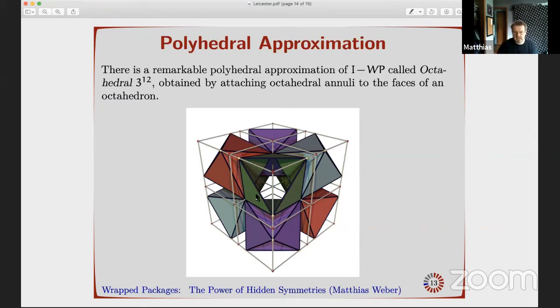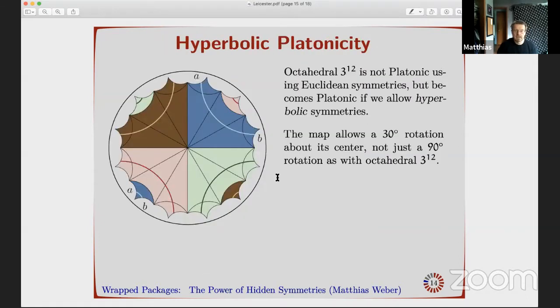These annuli are kind of like anti-prisms. You leave out the top and bottom face and you just stick it on. And then you can keep going. You get an empty middle piece again, and the star of these octahedra becomes a periodic polyhedral surface in space. Now, this polyhedral surface, however, is not platonic.